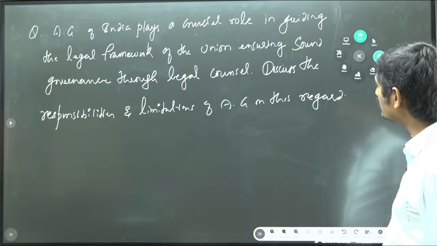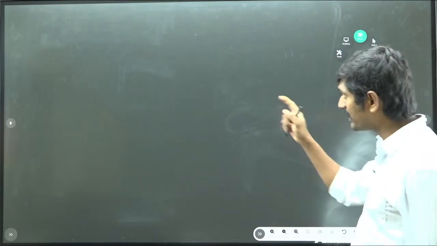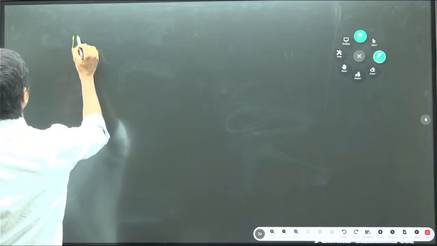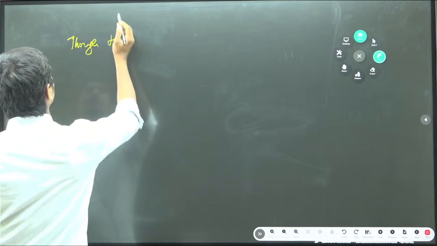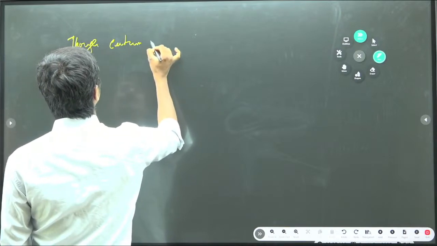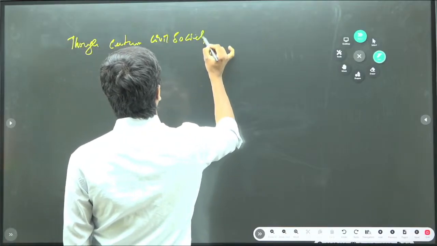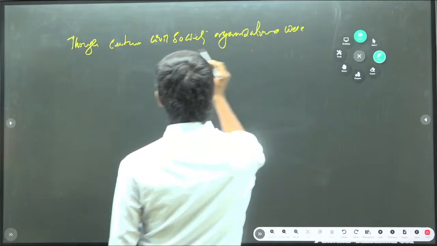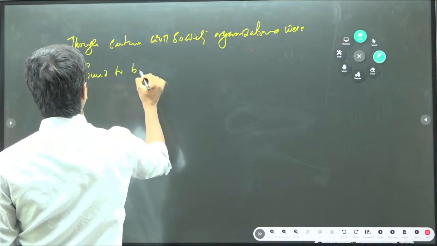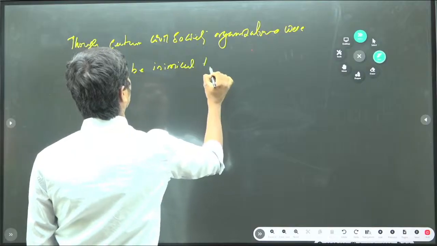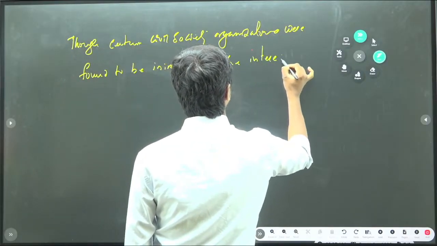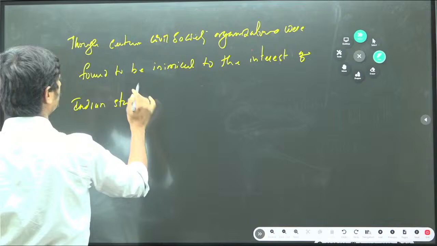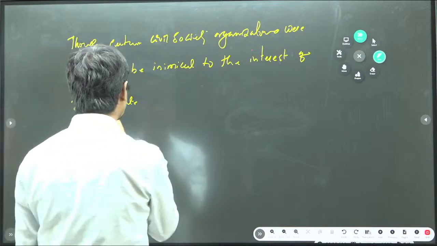Then in the conclusion, we need to write a summary of the discussion. What do you write? We can write that though certain NGOs, certain civil society organizations were found to be inimical to the interest of the Indian state. It means they try to show that the Indian state is a failed state. Okay, inimical to the interest of the Indian state.